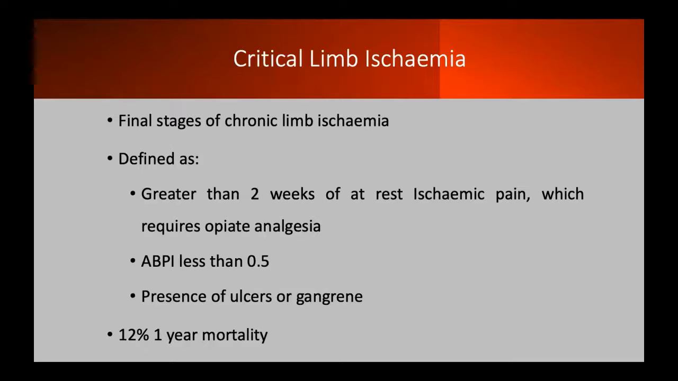So what is critical limb ischemia? I said that's the final stages of chronic limb ischemia. So it's defined as having greater than 2 weeks of at rest ischemic pain that needs opiate analgesia to support it, or having an ABPI less than 0.5, or the presence of ulcers or gangrene. And you can see that the 1-year mortality has jumped from 4% to 12% if you hit critical limb ischemia. So you get a higher risk of death.